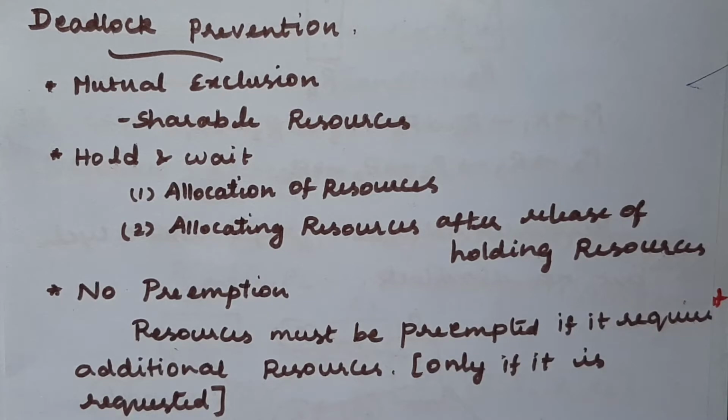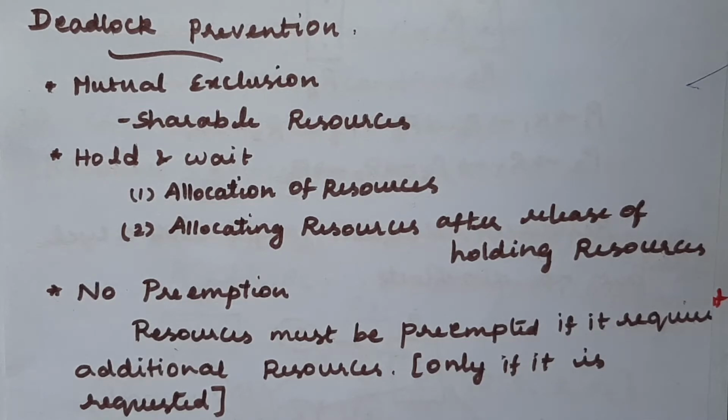So we can prevent the deadlock very easily, by denying this mutual exclusion condition. This is how we can prevent the deadlock, and we are ensuring that the first condition, mutual exclusion, will not exist in the system. In this way we can prevent deadlock.